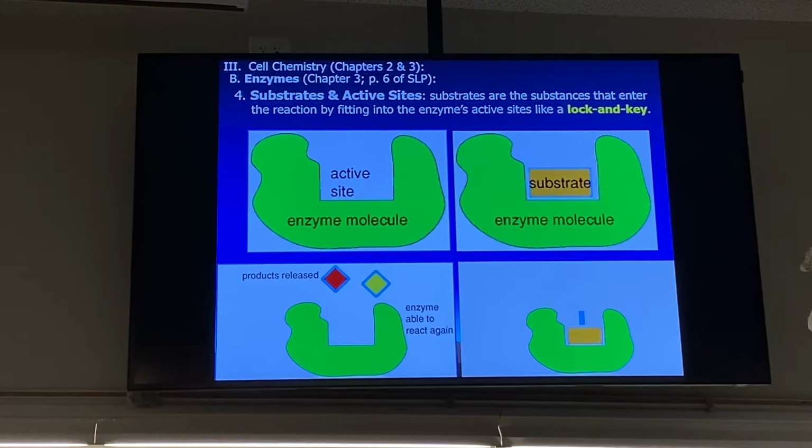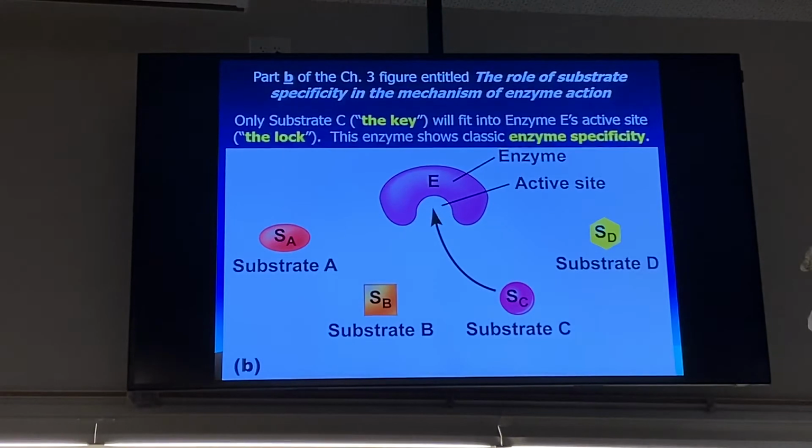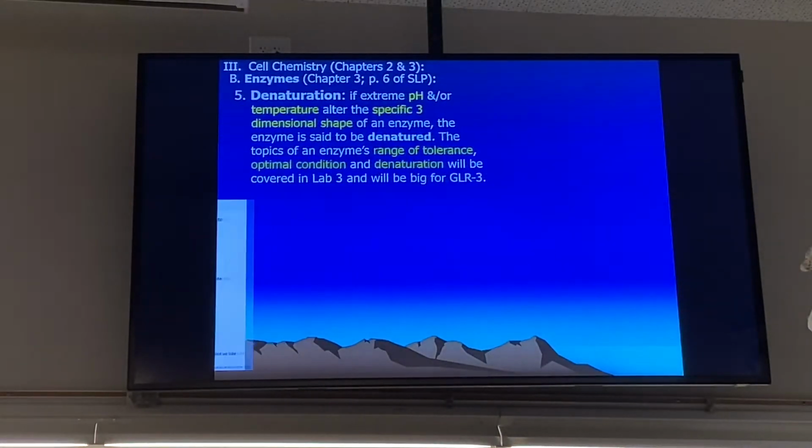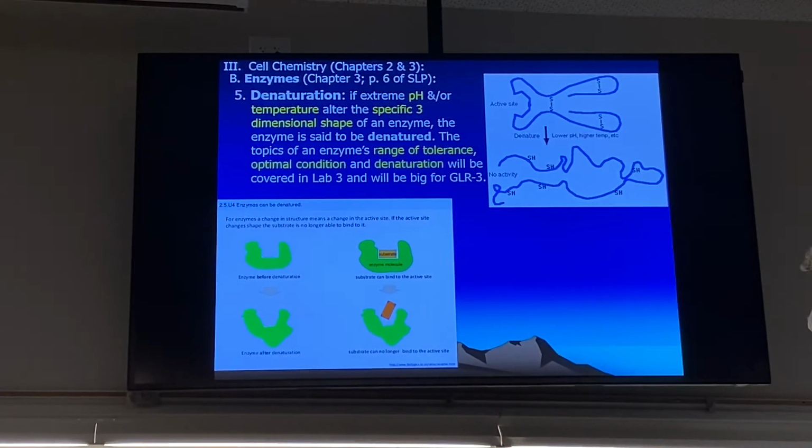Some reactions require what's called a coenzyme. In this animation, it's the blue line. Okay, so if you read in the textbook about enzymes, they will bring up things like coenzymes. Right here, only this substrate C is going to fit. The other ones won't fit, no reaction. That's simple. All right. All proteins, all of them, including enzymes, are subject to denaturation.